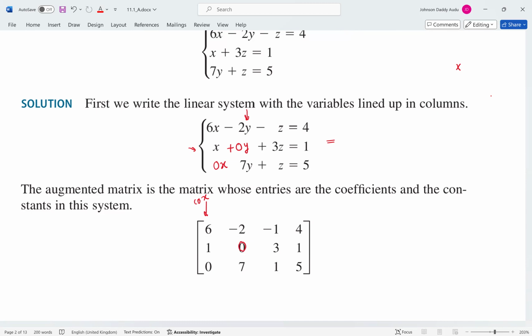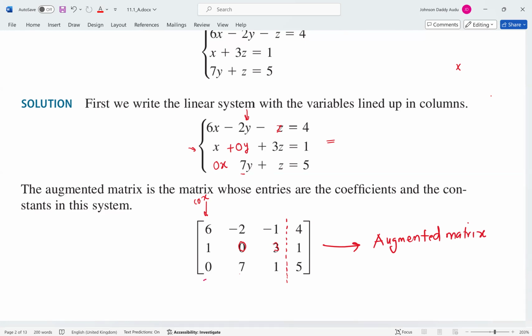And in the third equation, the coefficient of y is 7. Then you go to z. The coefficient of z here is -1. The coefficient of z in equation 2 is 3, and the coefficient of z in equation 3 is 1. Then the right-hand side is simply 4, 1, 5. Sometimes we can put a demarcation line like this. This is what we call the augmented matrix. If you have a linear system, you can easily form the augmented matrix by putting the two matrices together.